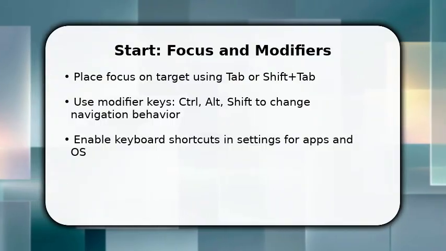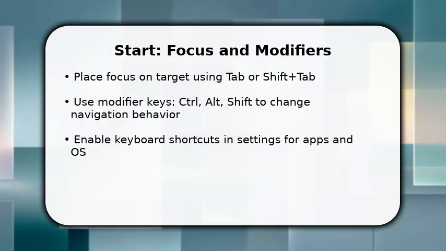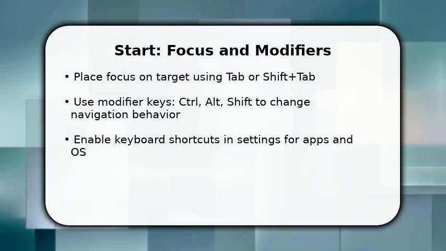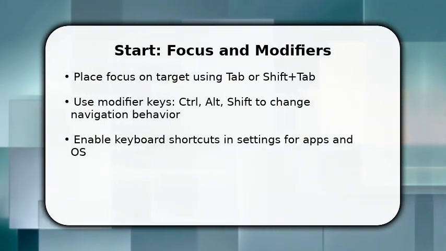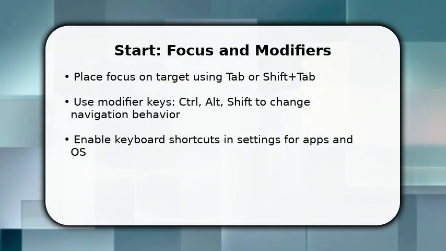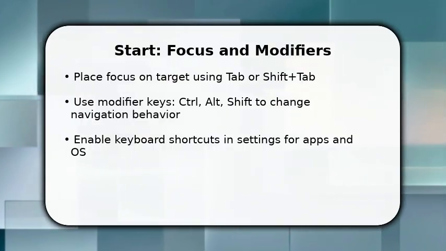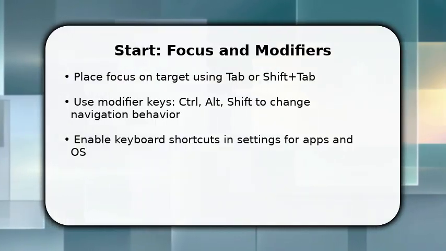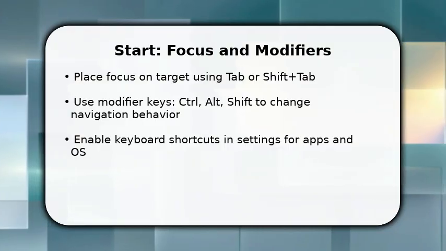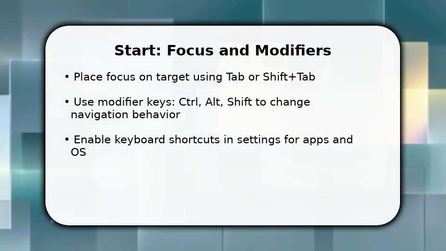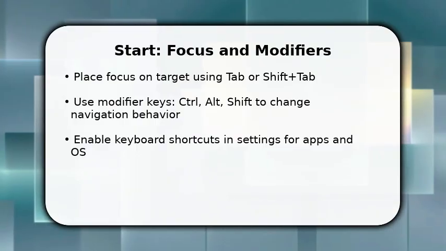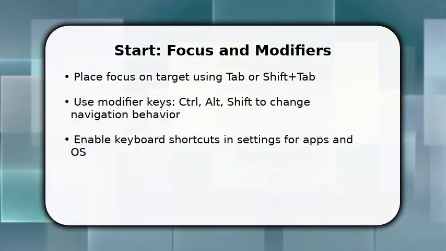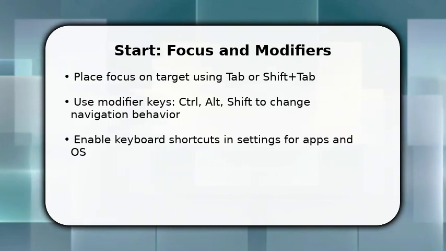You begin by placing focus where you want work to start. Press Tab to move forward and Shift plus Tab to move back. Once done, combine modifiers. Hold Control for jump behaviors, Alt for menu access, and Shift to invert direction. Make sure to enable or customize keyboard shortcuts in your app or operating system settings so keys behave predictably. You'll save time and avoid mouse dependence. Practice a few sequences to build muscle memory and confirm focus rings or highlights appear as you move.